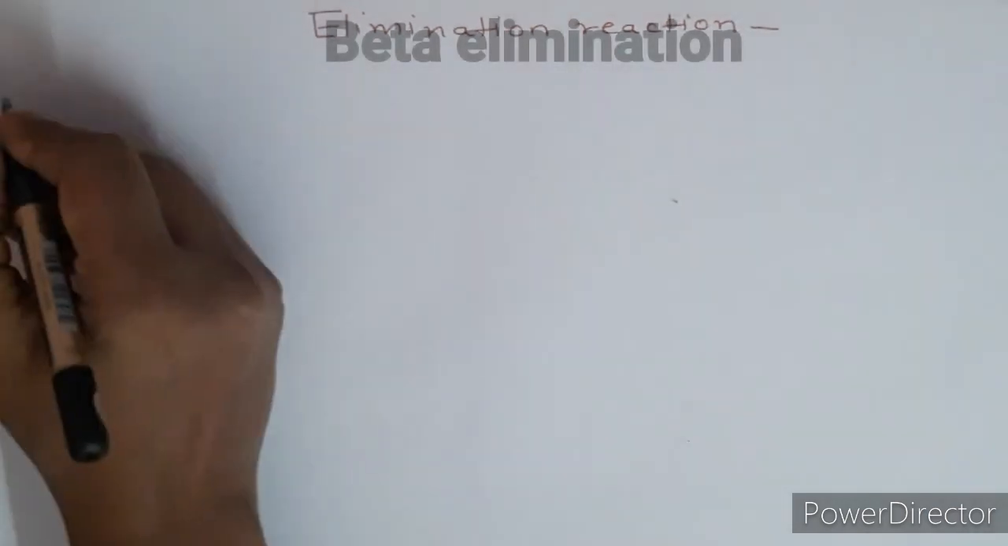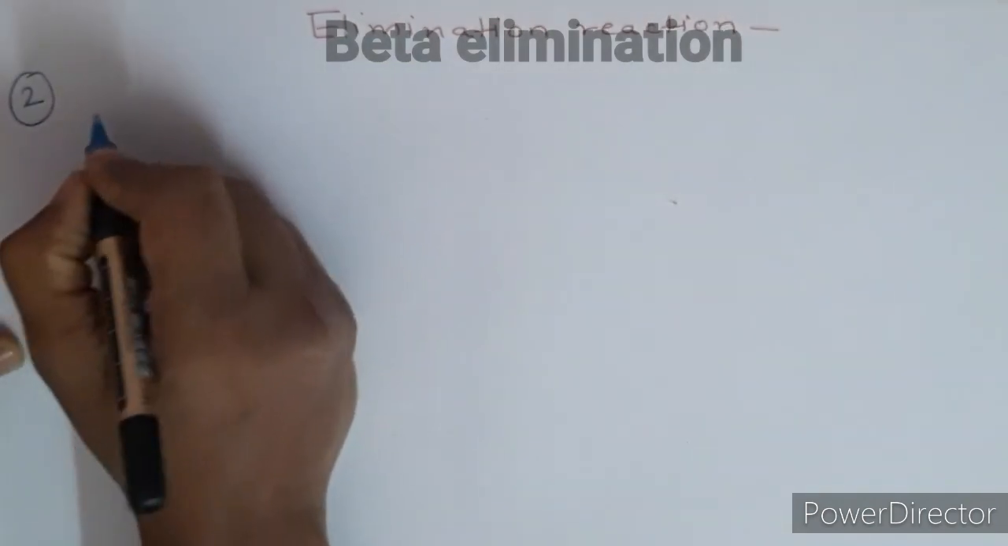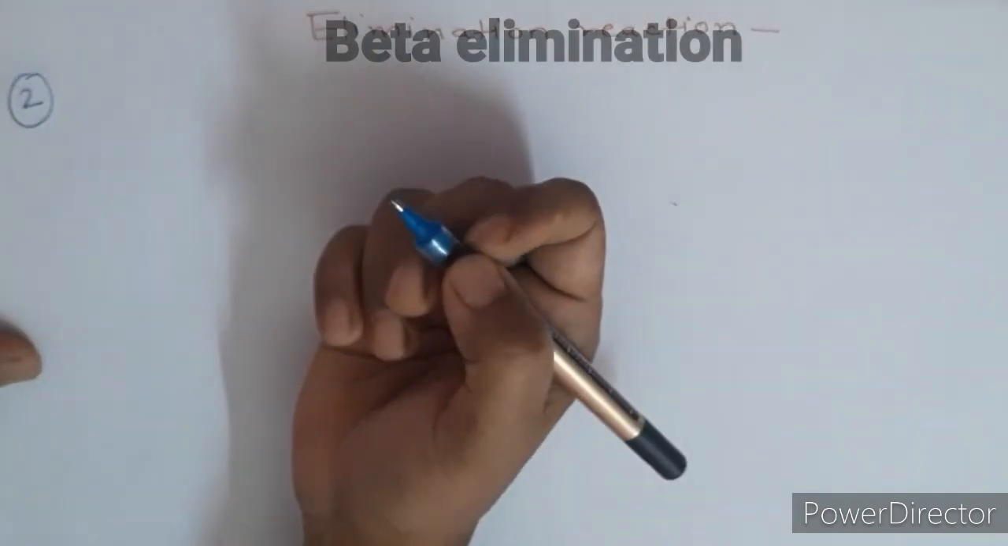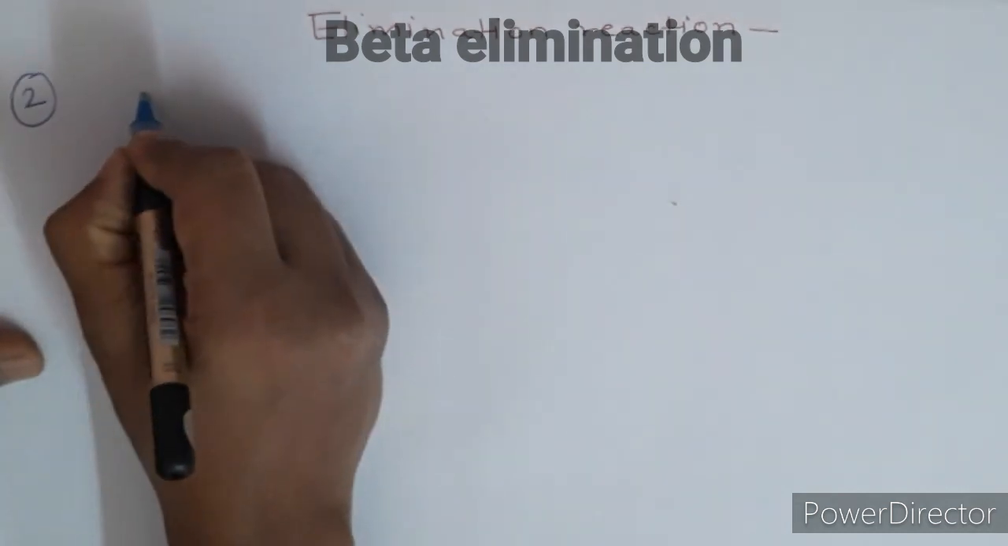In this video, we are going to discuss elimination reaction of haloalkanes. Beta elimination is the second type of reactions of haloalkanes. We are going to take an example to understand what is beta elimination.